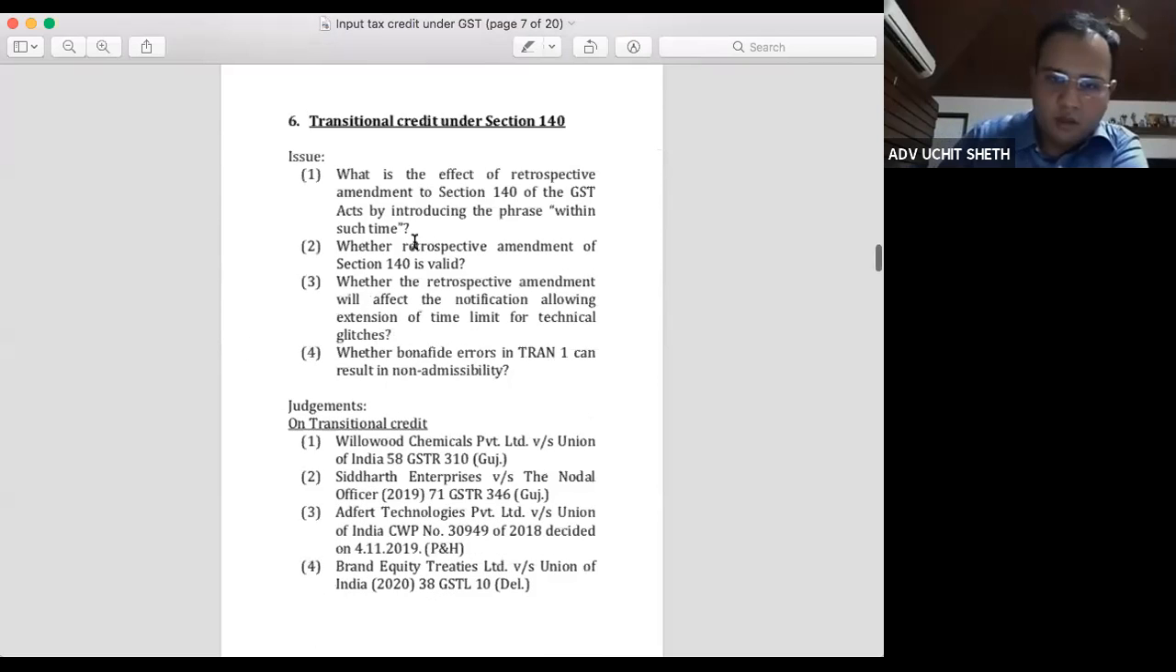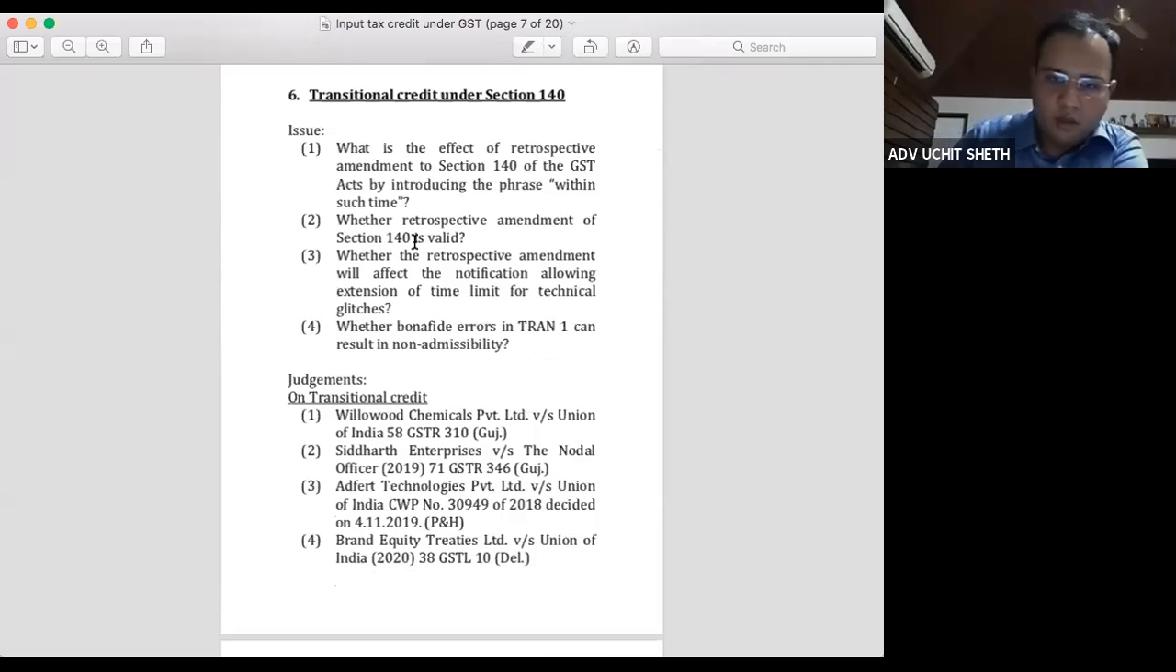Connected with this issue of time limit under 16(4) is the issue of transitional credit. Now, Section 140 contains a number of subsections which allowed us to claim transitional credit when we transited from the earlier regime to the GST regime. When GST was incorporated, the sections per se did not have any time limit for claiming such transitional credit. The sections also did not ever say that it should be claimed within the prescribed time period.